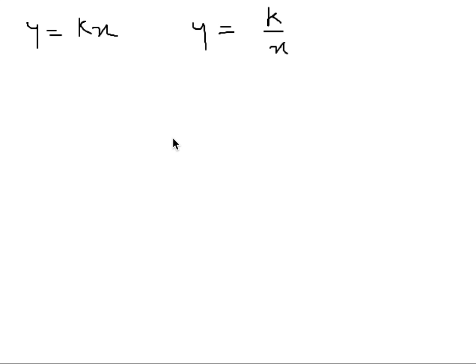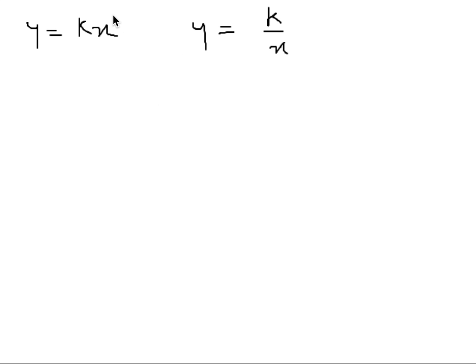All proportionate means is as one changes, the other changes. So directly proportionate means that as x increases, so does y, and inversely is as x decreases, then y increases. So they go opposite ways for this one, and the same way for this.